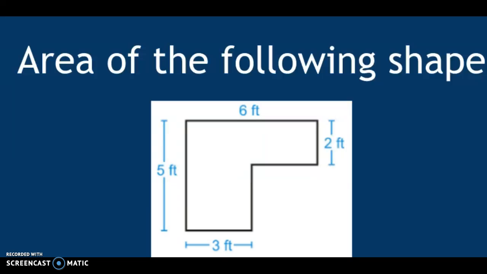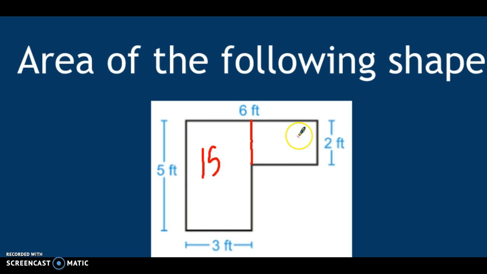Alright, composite area of the following shapes. So when you have a composite figure, you need to break the shape into regular shapes. So I have this figure. This rectangle is 5 by 3. Multiply those together and you'll get 15.